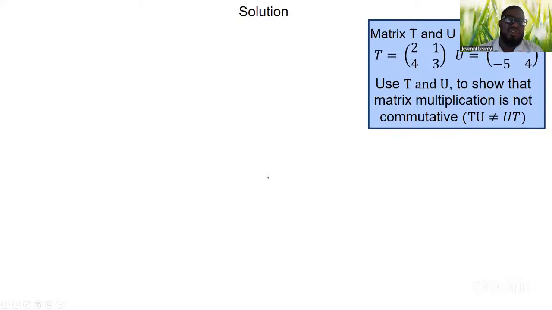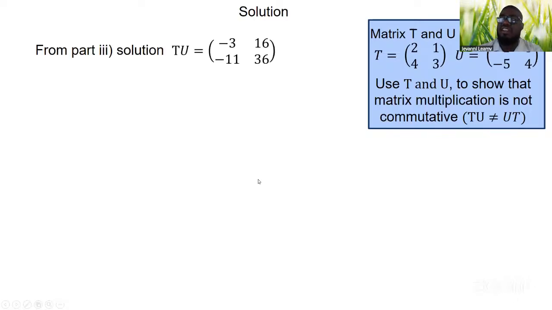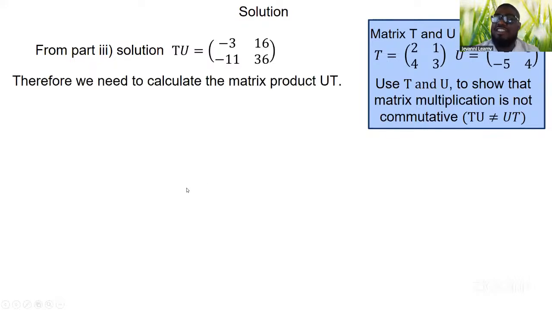We did vector TU. No, we didn't, we just got the matrix product of that. Remember that we got TU of -3, 16, -11, and 36, respectively. So we're using what we got from the previous question in part 3 to assist us with what we're going to do next. We need to calculate the matrix product of UT.